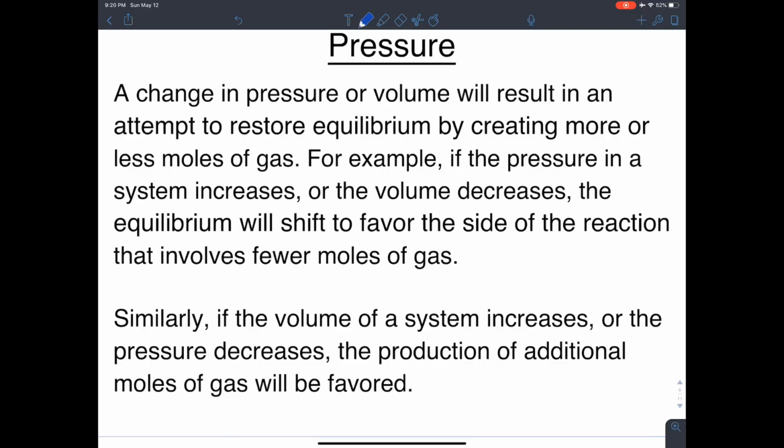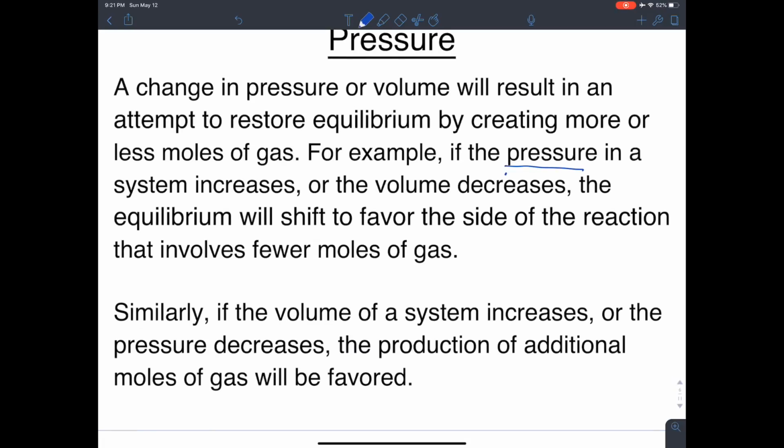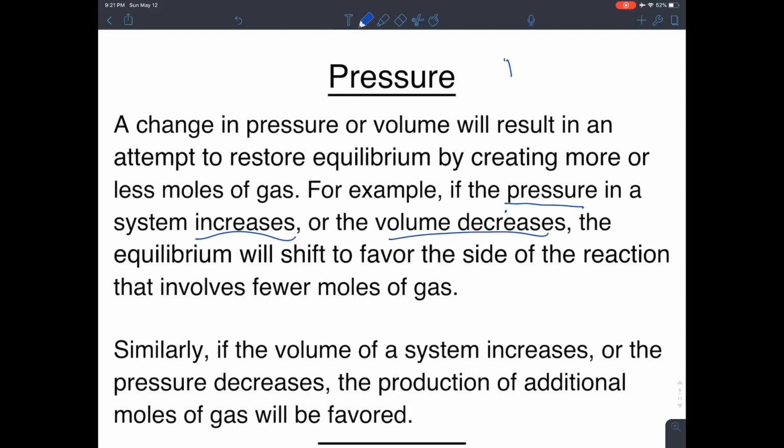So if you increase pressure, which means the volume decreases because of Boyle's law, P1 V1 equals P2 V2. Okay, we can't forget that. Increasing one decreases the other.